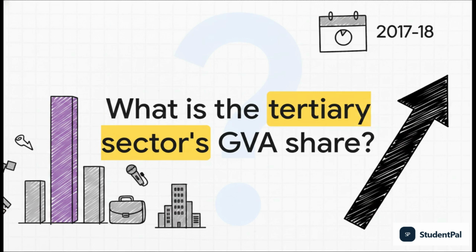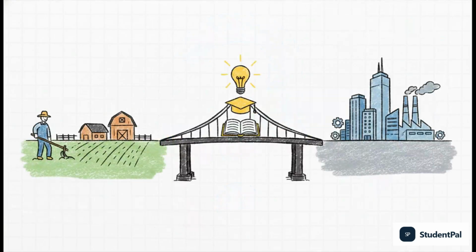Okay, last question for you. In terms of GVA, gross value added, what is the share of the tertiary sector in 2017-18? Based on that massive purple bar we saw earlier, where the service sector completely took over, what's your best estimate for its dominance today? The answer is between 50 to 60%. The service sector seriously produces more than half of our entire economy's wealth.